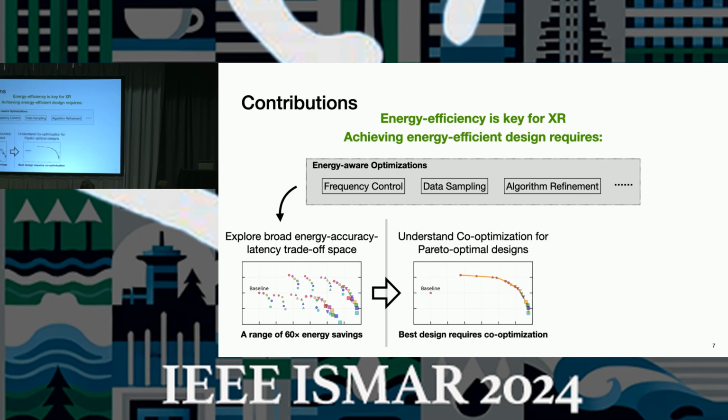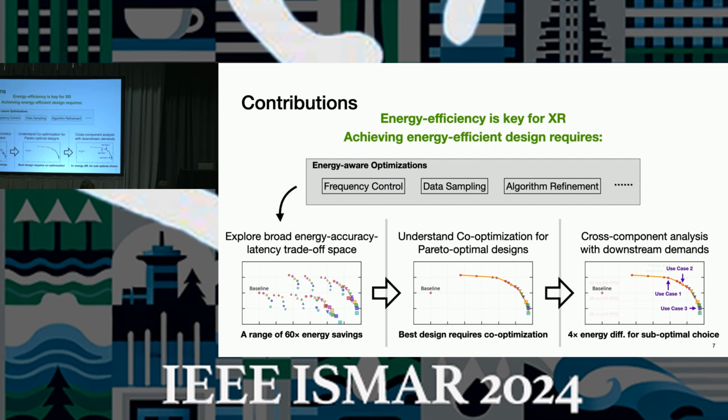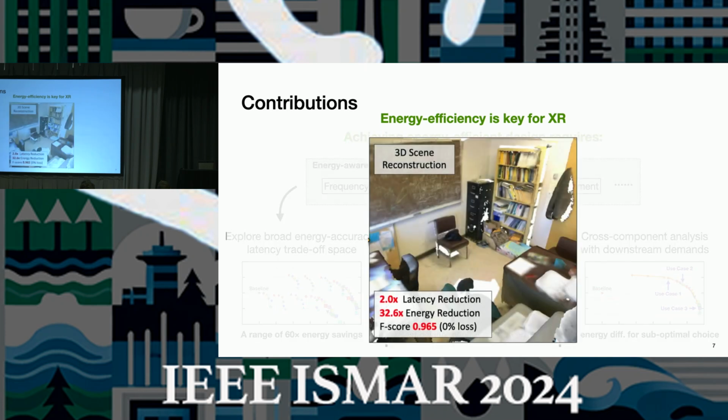We then need a co-optimization to achieve designs sitting on a Pareto optimal curve, which outperform others either in energy savings or latency reductions. We further need to identify the energy optimal design with targeted constraints from a cross-component analysis. Failure to do so can result in a suboptimal choice and up to 4x energy difference. Now, putting them all together, we show that scene reconstruction can be achieved at nearly zero accuracy loss with 32x energy savings and 2x latency reduction. We will now dive into the details and begin with the energy-aware optimizations.